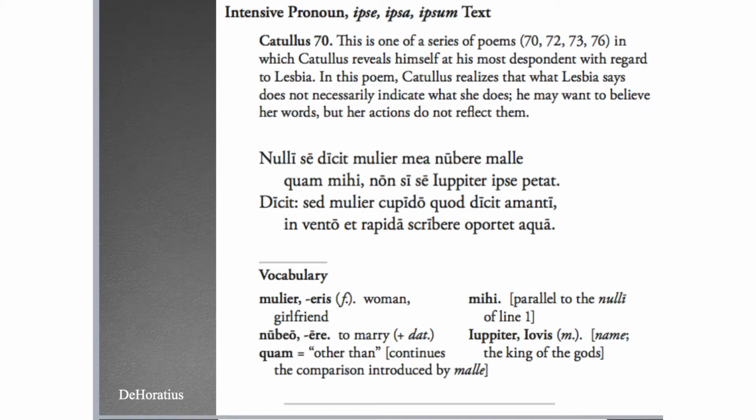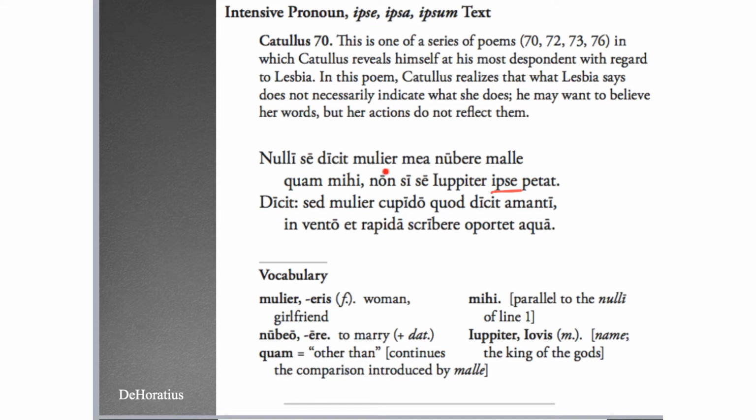All right, here's another text from Catullus, who is a poet of the 1st century BC, kind of known for his romantic poetry focused on his girlfriend. All right, there's our ipse there. All right, so my woman, mulier mea, says that she prefers to marry no one but me, not even if Jupiter ipse comes after her.